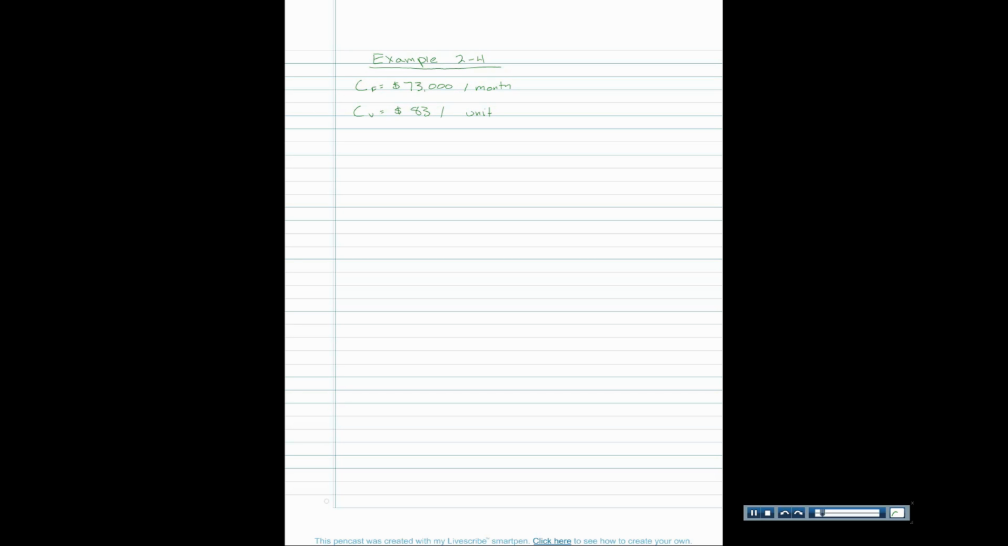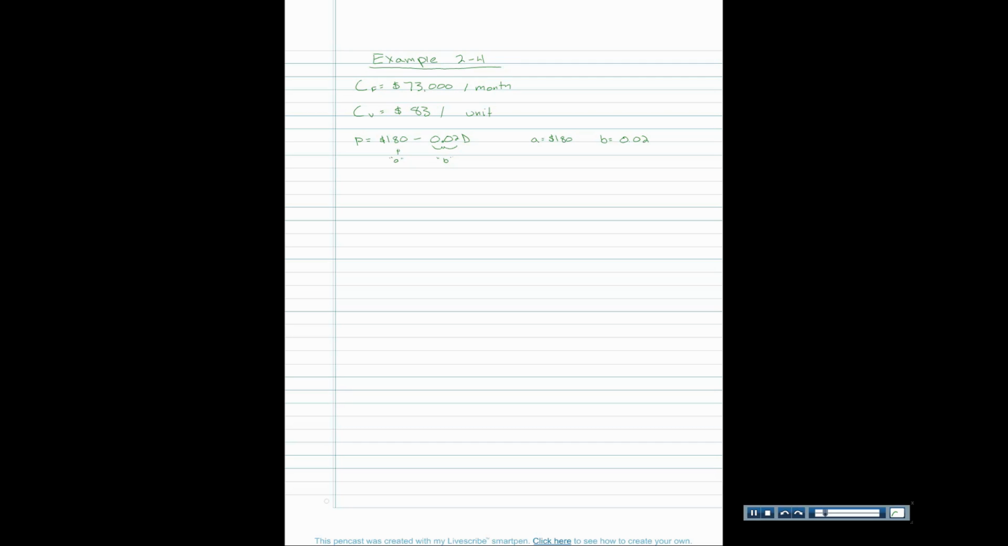Also defined for us is the function P is 180 minus 0.02D. Now when we see that equation, what we should immediately see is that this has defined A and this has defined B. And so A is 180, B is 0.02.